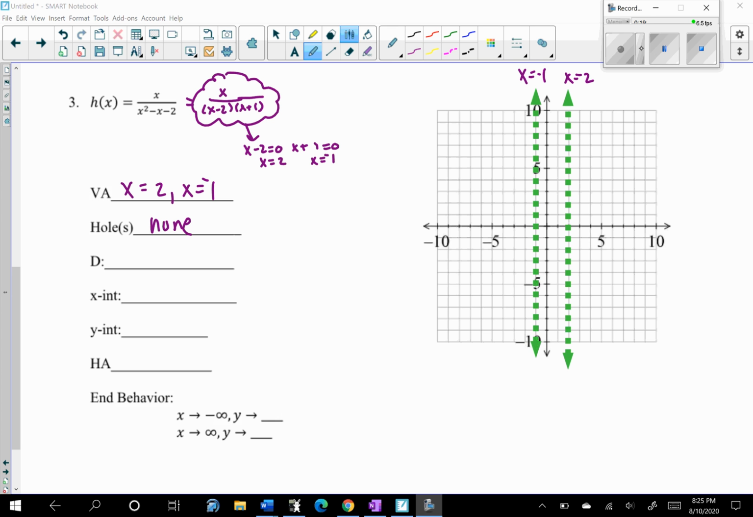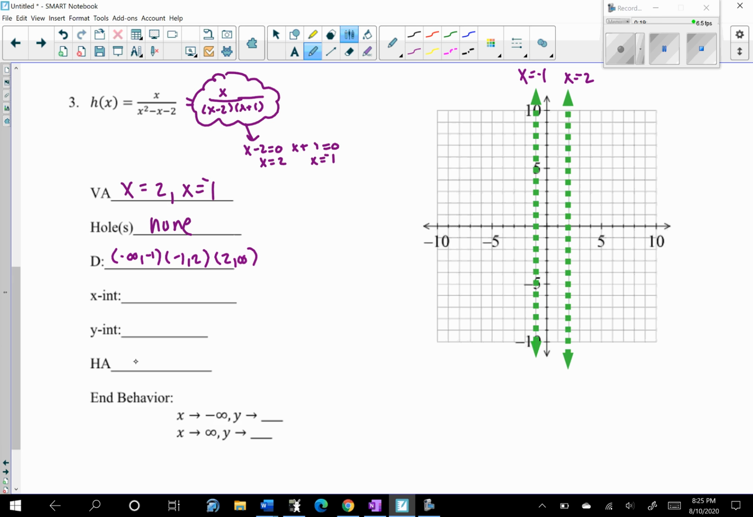And I can write my domain now, or I can do it later like I've been doing. So the domain would be all real numbers except for 2 and negative 1. So negative infinity to negative 1 union, negative 1 to 2 union, 2 to infinity. And again, we always write that in order from least to greatest following your number line.